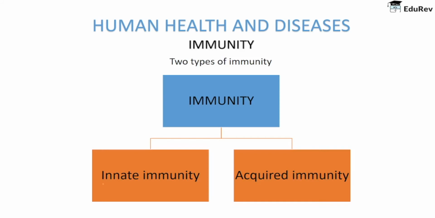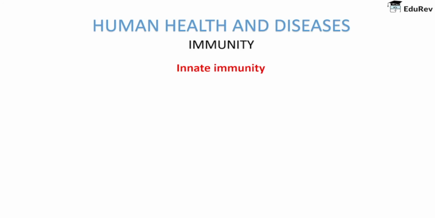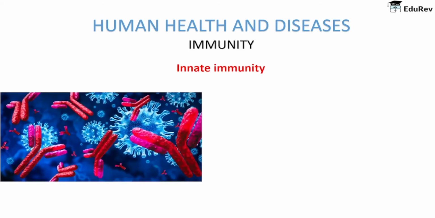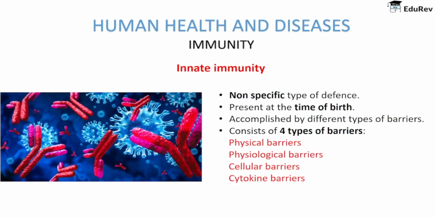First one is the innate immunity and second one is the acquired immunity. So, let us begin understanding these two types of immunity one by one. Innate immunity is a type of immunity that we all possess since the time of our birth. It is considered as the non-specific type of defense that is accomplished by different types of barriers provided by the innate immunity, such as the physical barriers, physiological barriers, cellular barriers, and cytokine barriers.